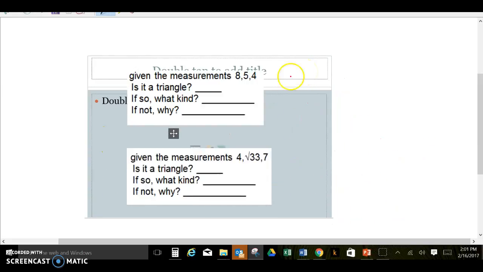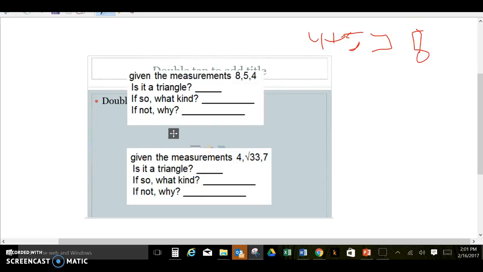All right, so here's a little bit of practice to do. This one says, given the measurements 8, 5, and 4, is it a triangle? So first thing, how do I know if something's a triangle? Well, obviously you got to add up the two smallest sides. 4 plus 5. Is that greater than 8?